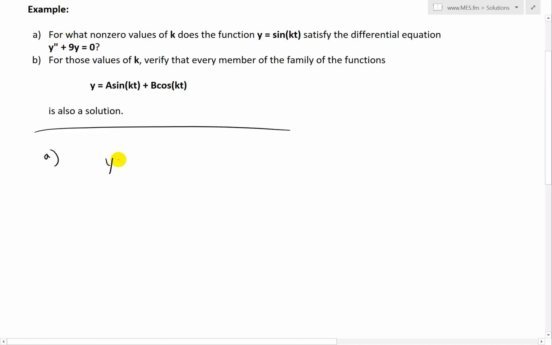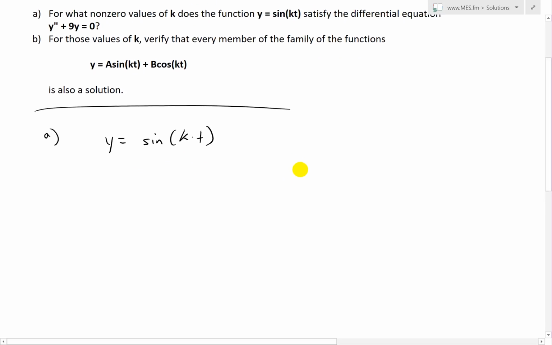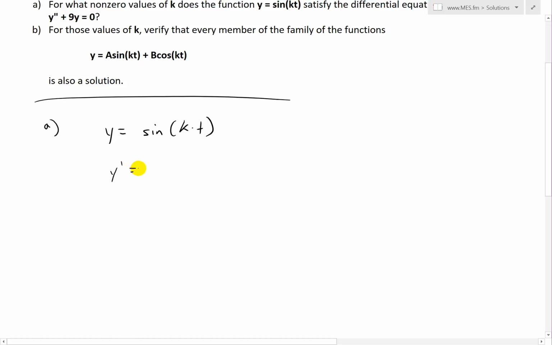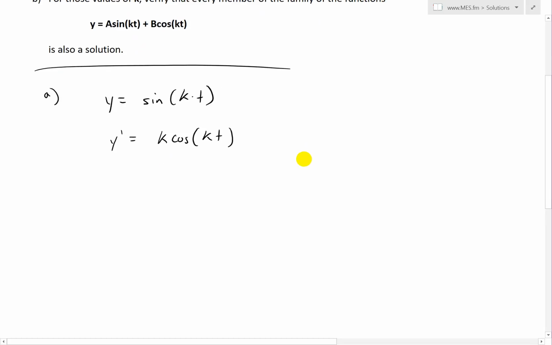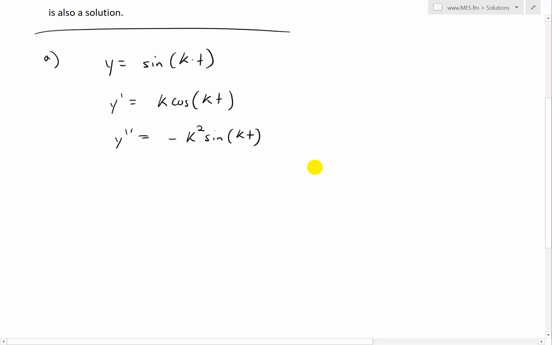So we know that y is equal to sine kt, or this is what we're trying to prove. Now the first derivative of this equals cosine kt. The derivative of sine is cosine, and then using chain rule, the k is a constant, so it goes in front. And now the second derivative: the derivative of cosine is negative sine, so what we have is negative k sine kt, and then using chain rule, the k goes in front as well, and there will be two k's, so k squared.